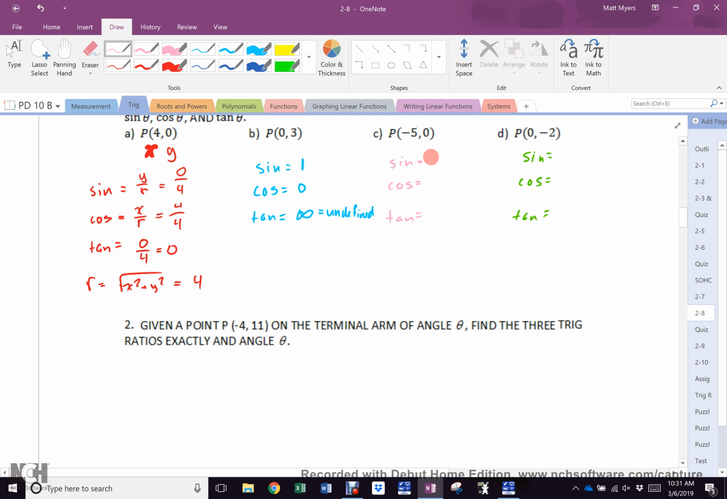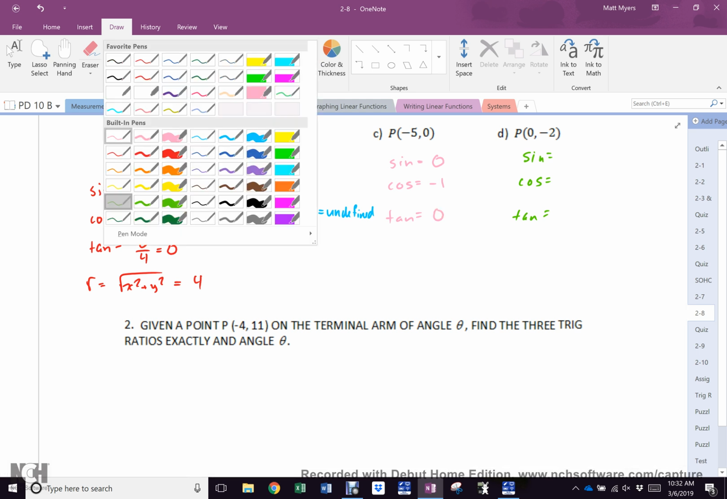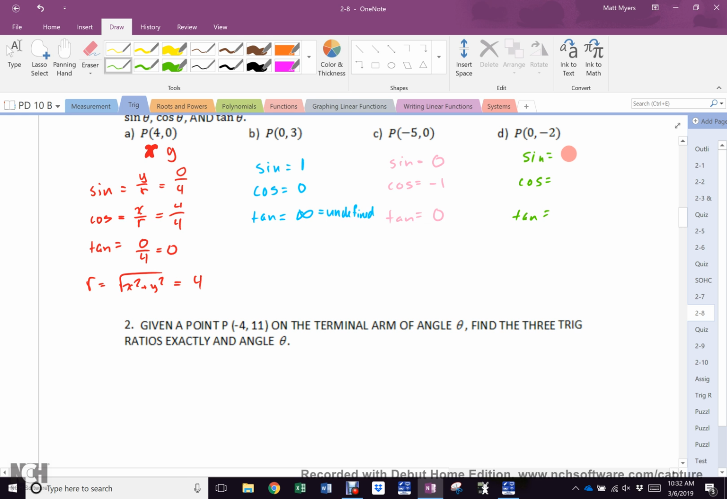What is my sine? Zero. What is my cos? -1. What is my tan? Zero. What is my sine? -1. What is my cos? 0. What is my tan?